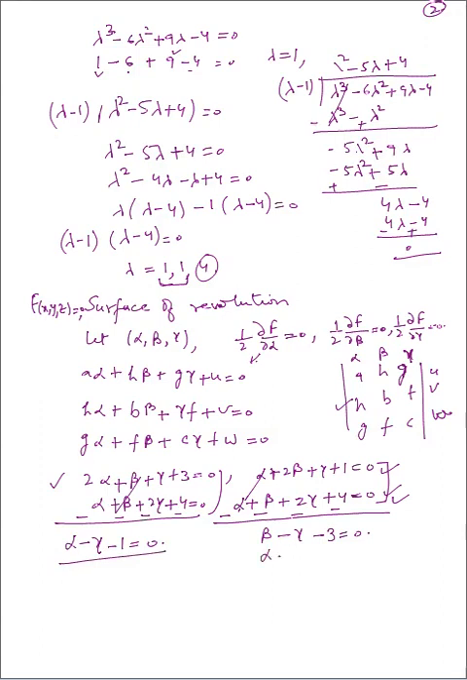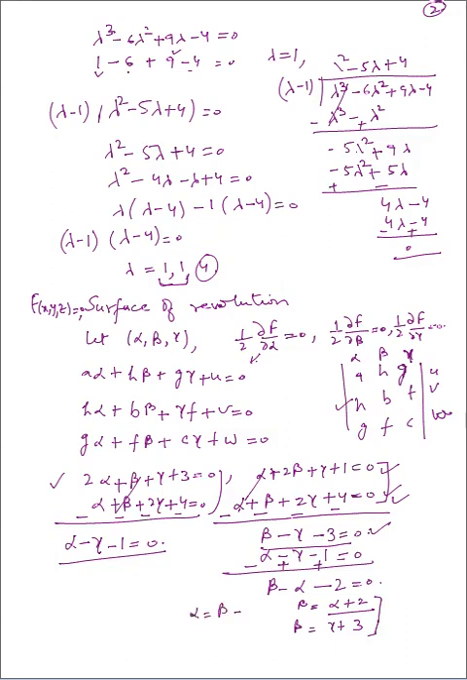So if we solve them, this comes beta minus alpha minus 2 is equal to 0. Beta is equal to alpha plus 2 and beta is equal to gamma plus 3 from here. Or we can say alpha is equal to beta minus 2 and gamma is equal to beta minus 3.